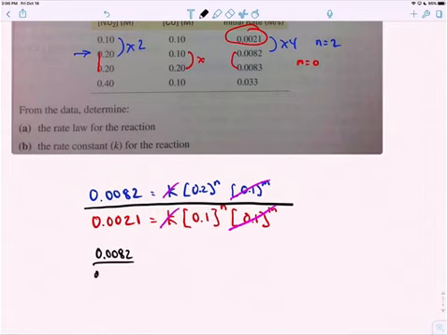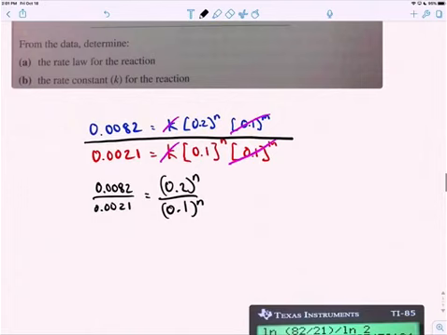0.0082 over 0.0021 equals 0.2 to the n over 0.1 to the n. So I can further simplify this. 82 over 21 is, so these are the same ones, so you have 0.2 over 0.1 to the n equals 2 to the n. So now how do you solve this?